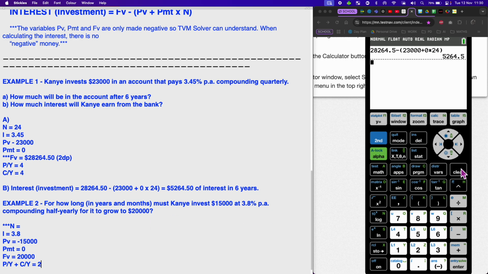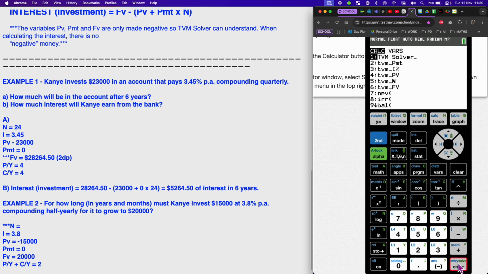So I'll go into my TVM Solver now. Can someone remind me, how do I access TVM Solver on the calculator? What do I press? Apps, select, finance, select TVM Solver. So I'll leave 24 alone. I need to change this to 3.8. He invested 15,000 in the bank. That's why it's negative. It went from his pocket into the bank. He's not making any payments. We want it to grow up to 20 grand. So it's positive 20,000. Half yearly means PY and CY both need to be 2.